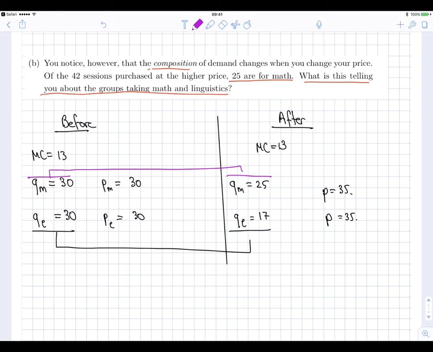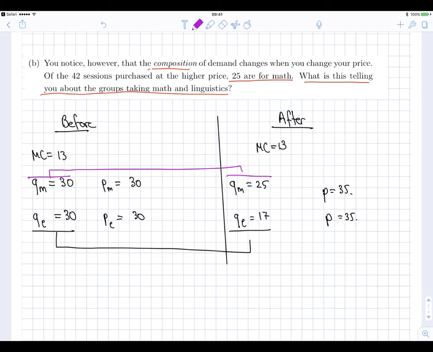For linguistics, customers are more price sensitive. Sensitive in what sense? That your quantity responds by a higher amount. What is that concept linked with? Elasticity, of course. What was elasticity? It measured the responsiveness of quantity to a percentage change in price.